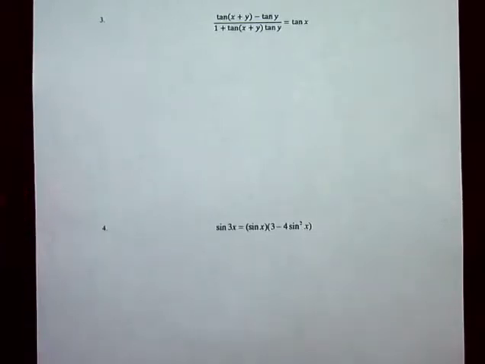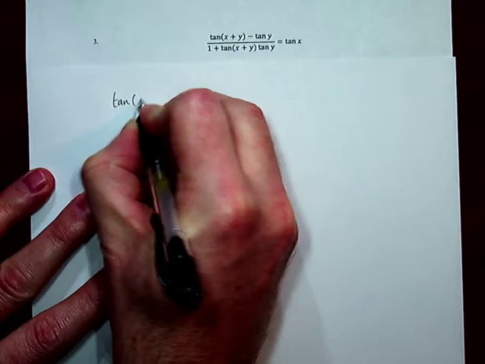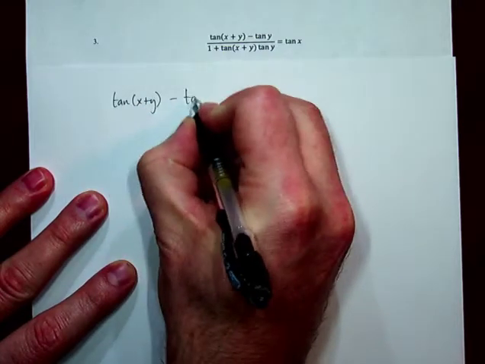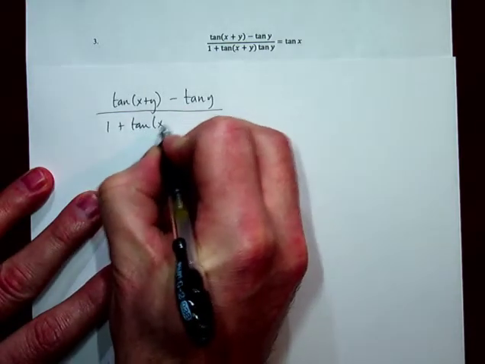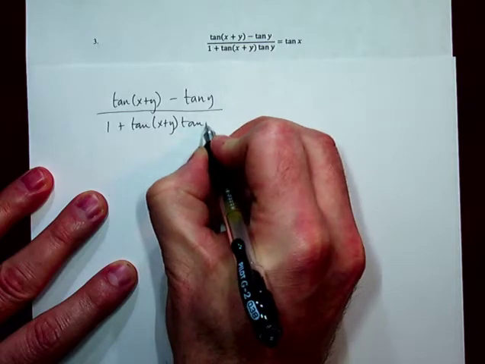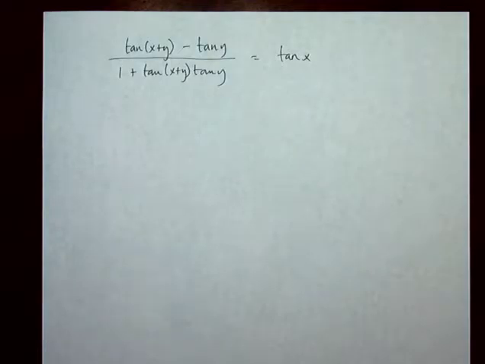Now, some of you did this the longer way, and that's fine. You're going to kick yourself when you see the short way. So the long way, I'm going to do it on a separate sheet of paper. I did it in enough space when I was using a pencil, but I'm using a pen so you can see what I'm doing here. So if I have tangent of x plus y minus tangent y over 1 plus tangent of x plus y times tangent y, I need to figure out how to make that tangent x. All right.